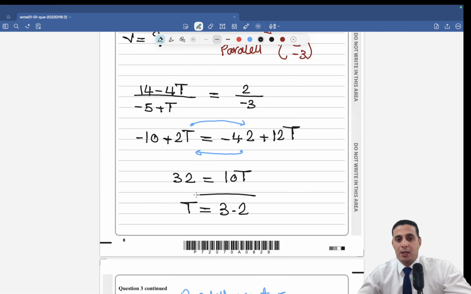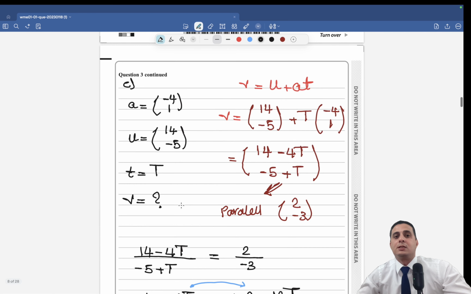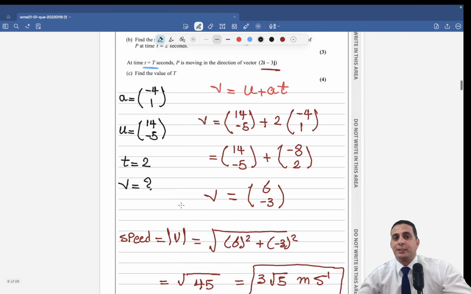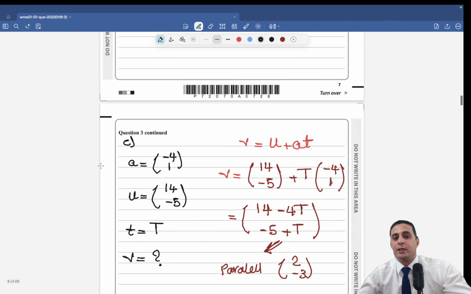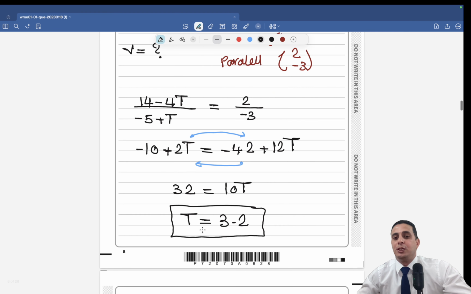3.2. And we don't need to write the units because we are finding the value for t. T here already has the unit seconds. So our final answer is just t equals 3.2.